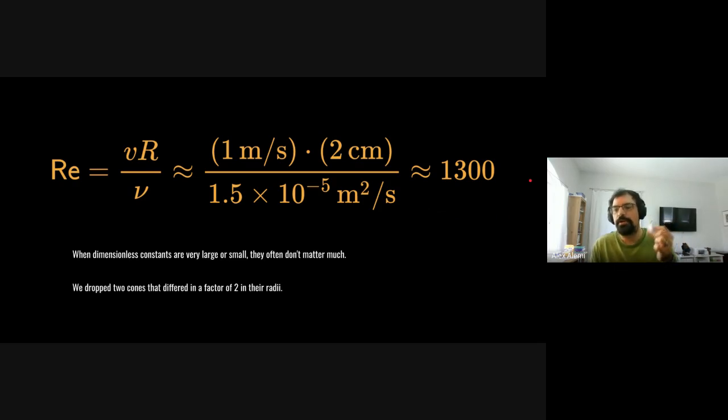The other lesson is that for these dimensionless functions in physics, when the arguments tend to be either very big or very small, the behavior tends to be very simple. In our case, we dropped the small cone and the big cone, whose radii differed by a factor of 2. The small cone had a Reynolds number of about 1,300. The big cone had a Reynolds number of about 2,600. That's a big difference, but it had almost no effect on their terminal velocities. And so that is experimental evidence that this function between 1,300 and 2,600 was basically a constant.